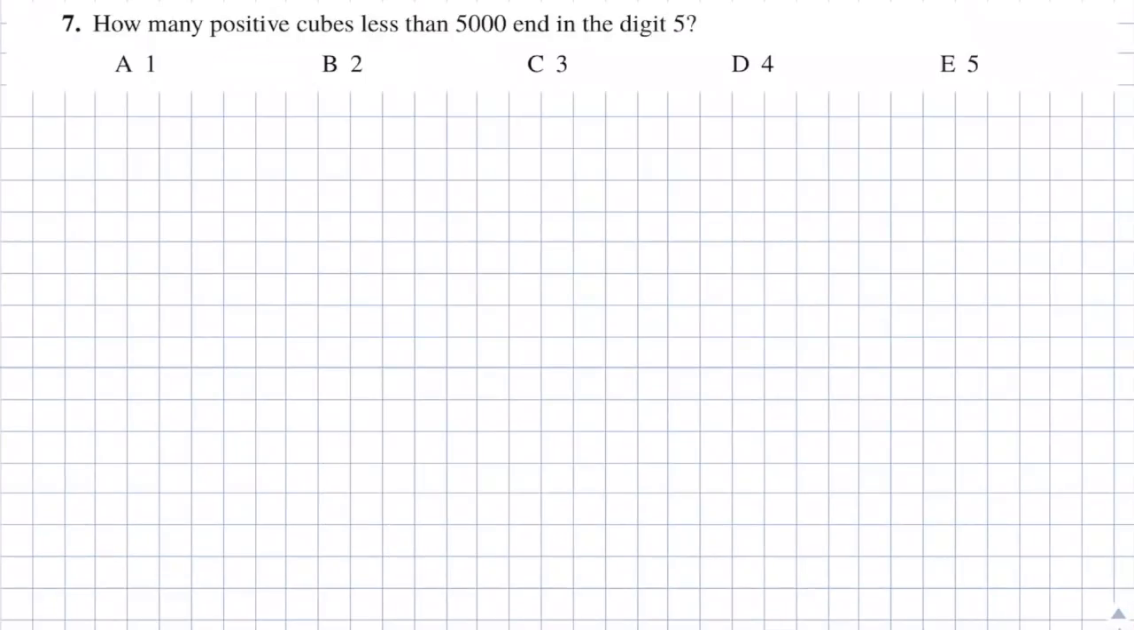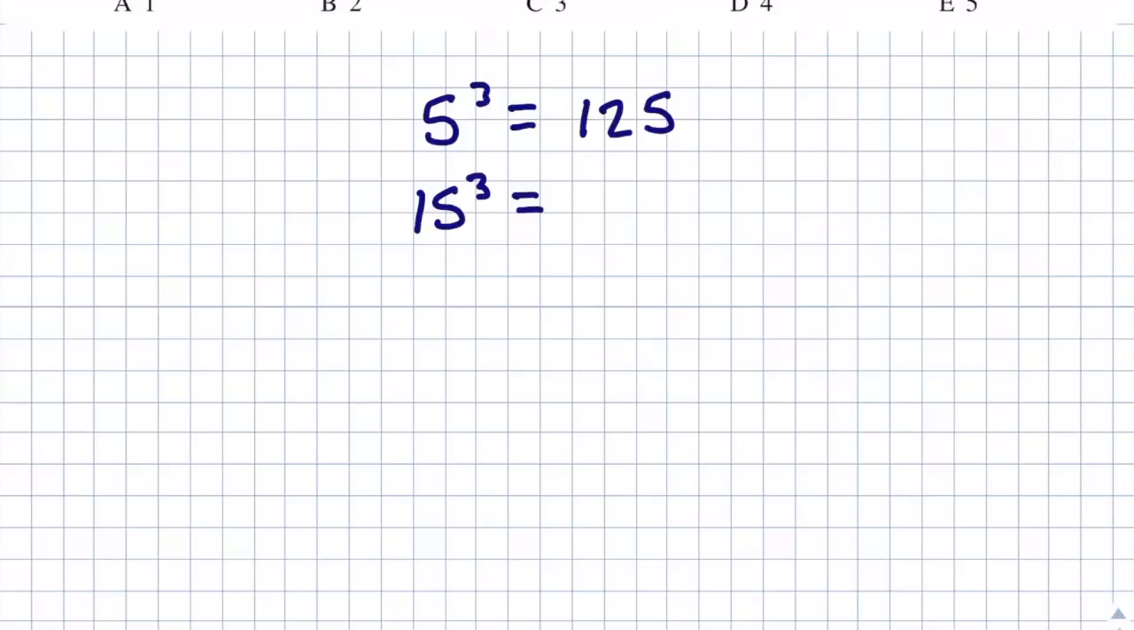Question 7 says how many positive cubes less than 5,000 end in the digit 5? Okay, so if a cube number ends in a 5, we know that the number that we have to cube must also end in a 5. So for example, we know our first number is going to be 5 cubed, which we know is 125. Then our next number is going to be 15 cubed. Now we know that 15 squared is 225. Okay, so 15 cubed is going to be 225 times 15.